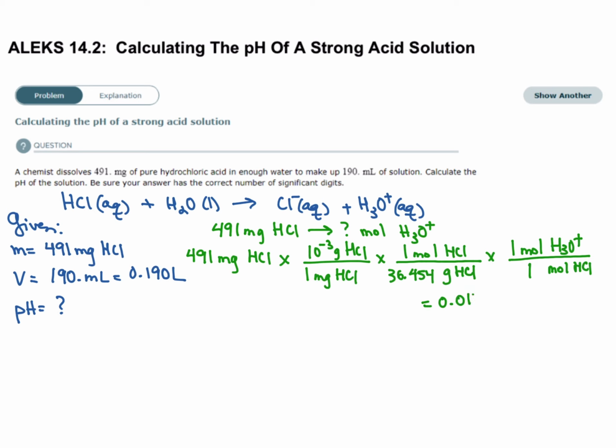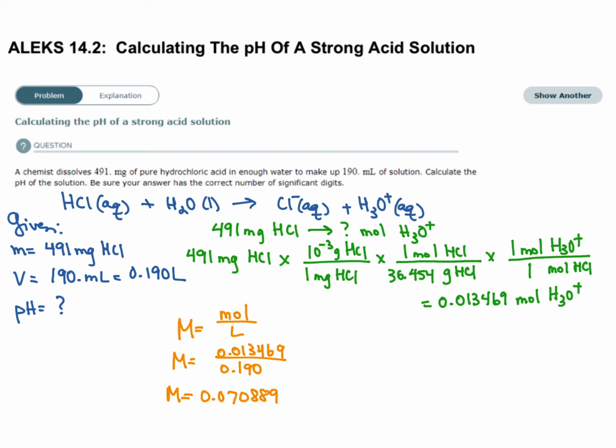I don't want to round too early. I want to make sure my final answer is rounded to the correct number of significant figures. So I'm going to carry this out to more digits than I need. Now that I have moles, I can figure out the molarity of H3O+. Remember, molarity is moles over liters. Now that I have the concentration of H3O+, I can go ahead and use my pH formula.